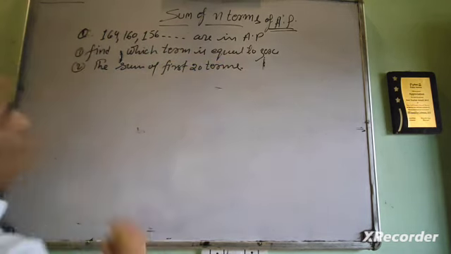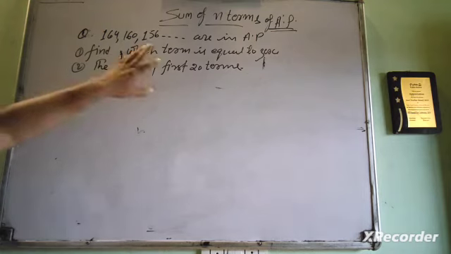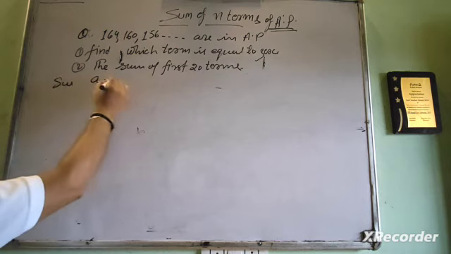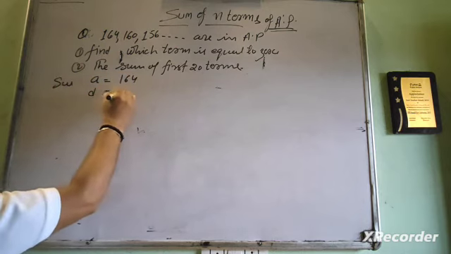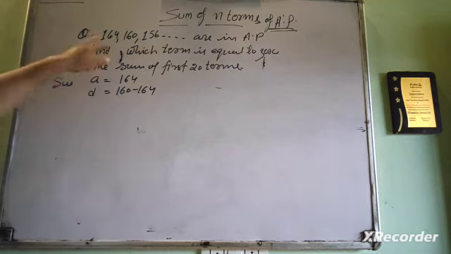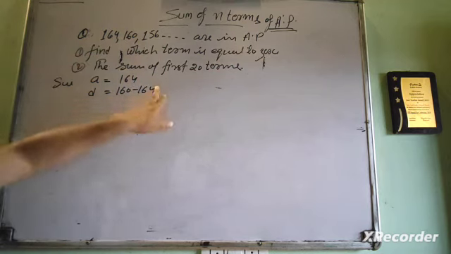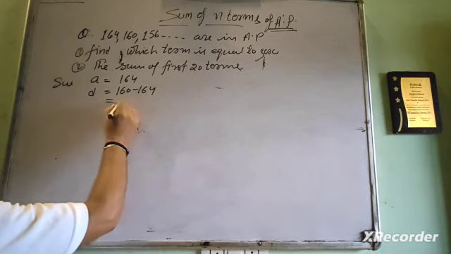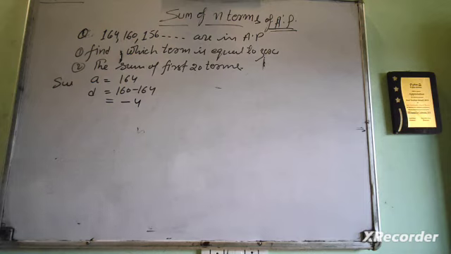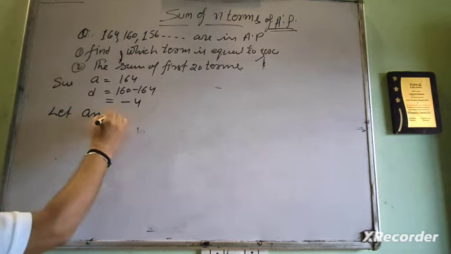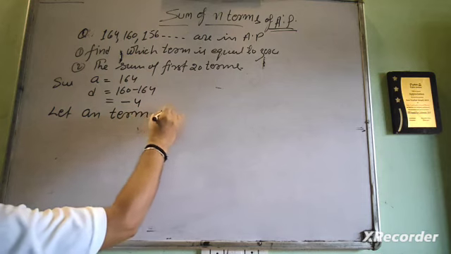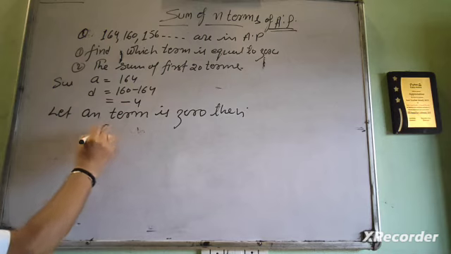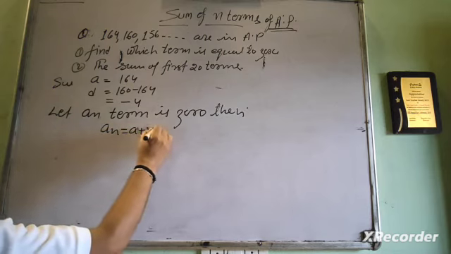Both formulas will be used here. In the first case we have to find which term of the AP is equal to 0. So a is equal to 164 and d is equal to 160 minus 164. As I told you earlier, second term minus first term is equal to d, so d is equal to minus 4. Let the an term be 0. Then an is equal to a plus (n minus 1) into d.